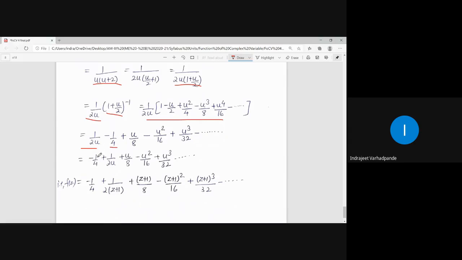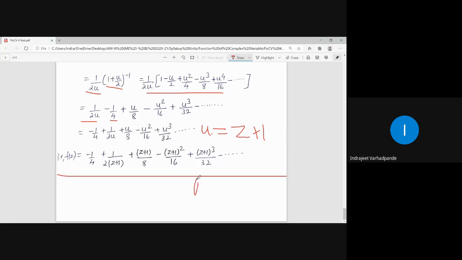पहला term लाएंगे constant वाला, remaining u वाले terms, then u square, then u cube, but our answer should be written in the form of z. What is u? Z plus 1. So we replace the value for u as z plus 1. This is your final answer. Okay, so accordingly we have simplified and got the value for the series expansion.